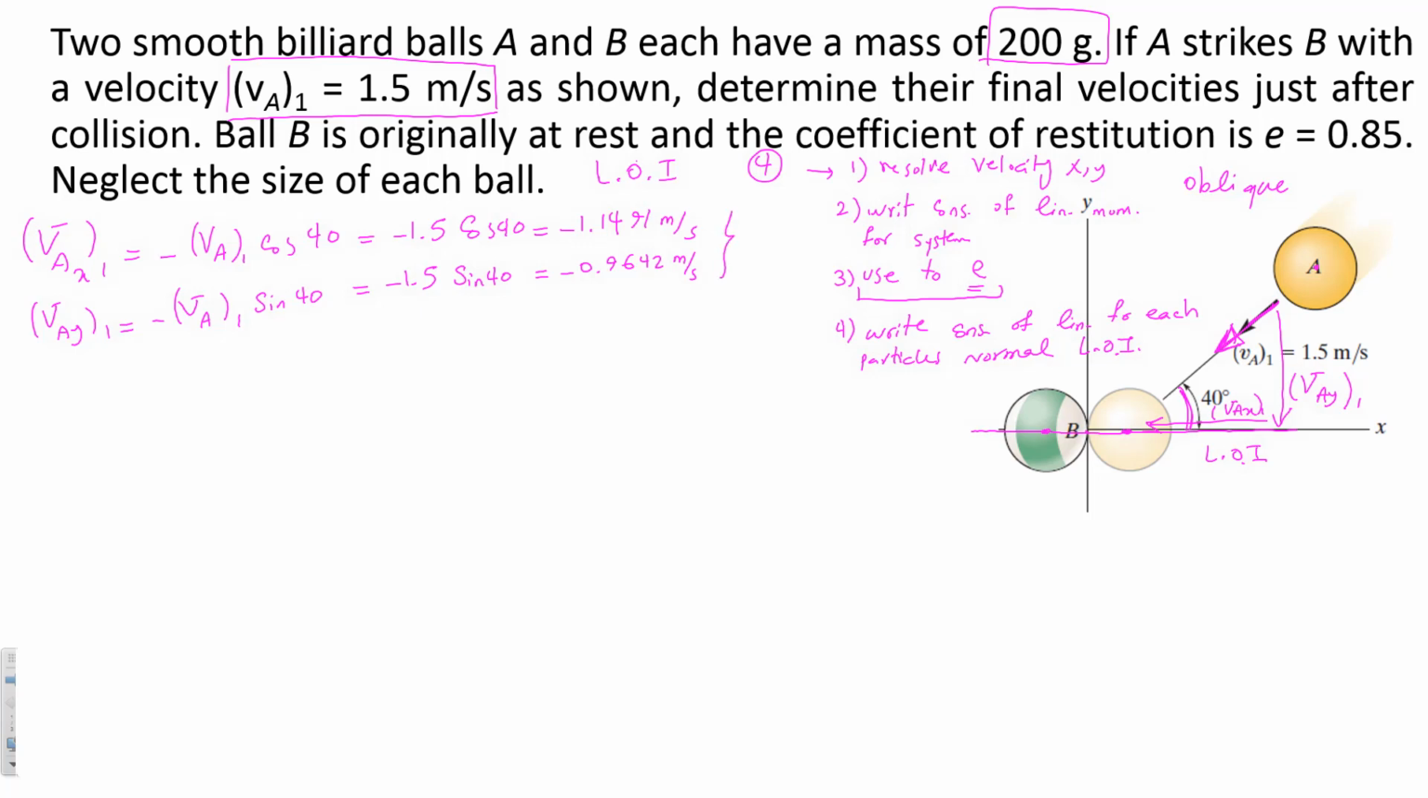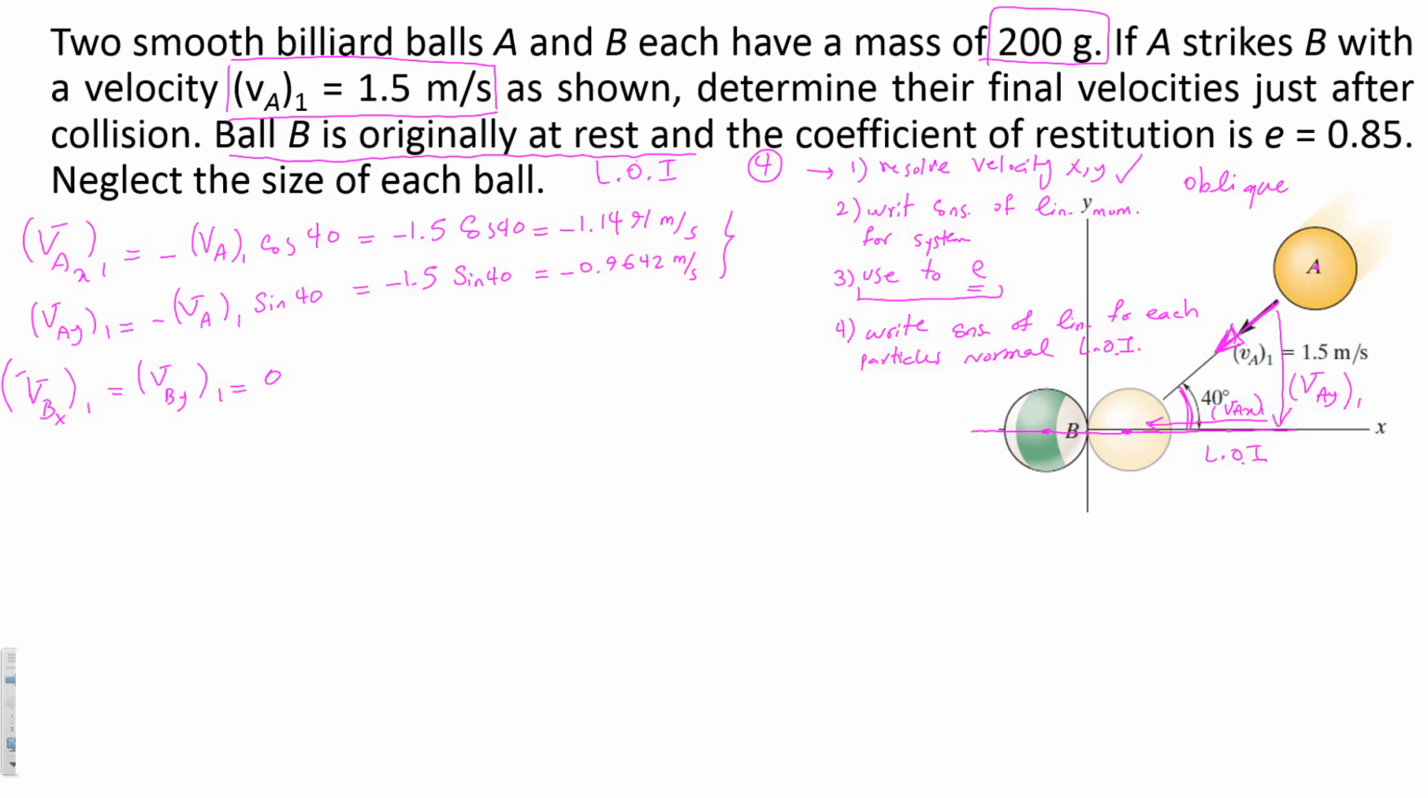How about the velocity of B before the impact? If you read the problem, it says ball B is originally at rest. So both components in the y and x directions are equal to 0. That was the first step for the problem.